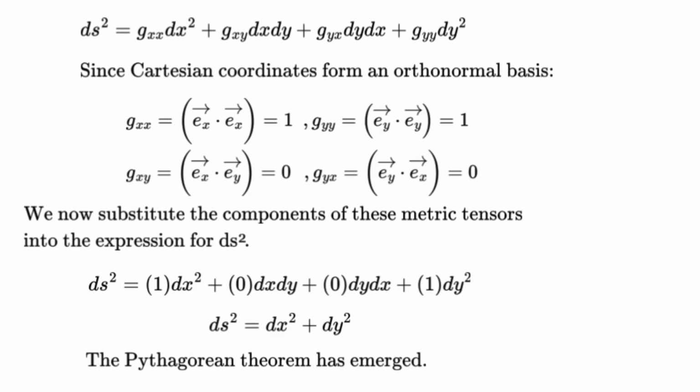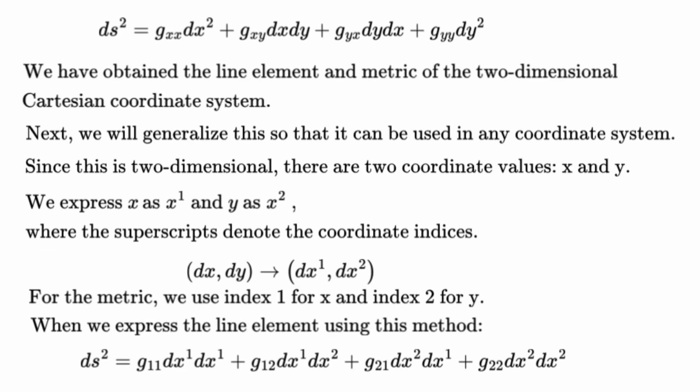Since Cartesian coordinates form an orthonormal basis, we now substitute the components of these metric tensors into the expression for ds squared. The Pythagorean theorem has emerged. We have obtained the line element and metric of the two-dimensional Cartesian coordinate system.